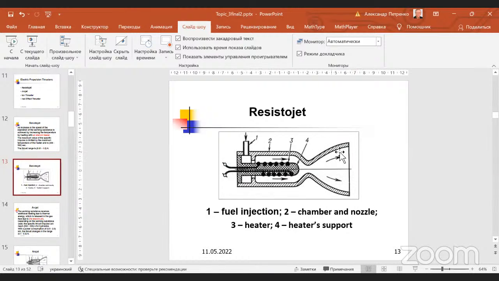And the general structure of the resistojet is presented here. This is a typical form, as, for example, a liquid propulsion thruster. But here, inside this thruster, the heater is located, and here electrical power is supplied for increasing the temperature inside this thruster.